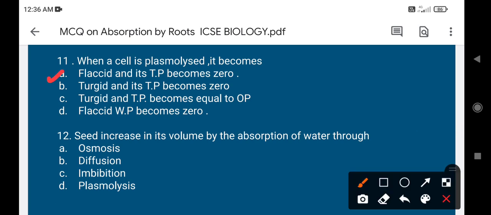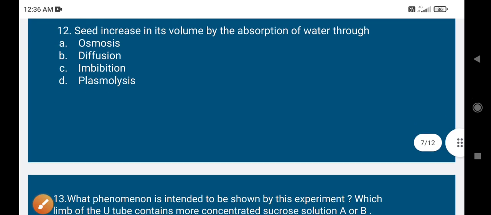सीड इंक्रीज इन इट्स वॉल्यूम बाय द एब्जॉर्प्शन ऑफ वाटर थ्रू इम्बाइबिशन. इम्बाइबिशन का कंडीशन क्या है? The plant cell could be living or dead. Yes, seed is a dead part. It can absorb water by surface attraction. Yes, seed can absorb water by surface attraction. And the cell must be present in dry or semi-dry state. Yes, seed is present in a dry state. So I believe this is the correct answer.